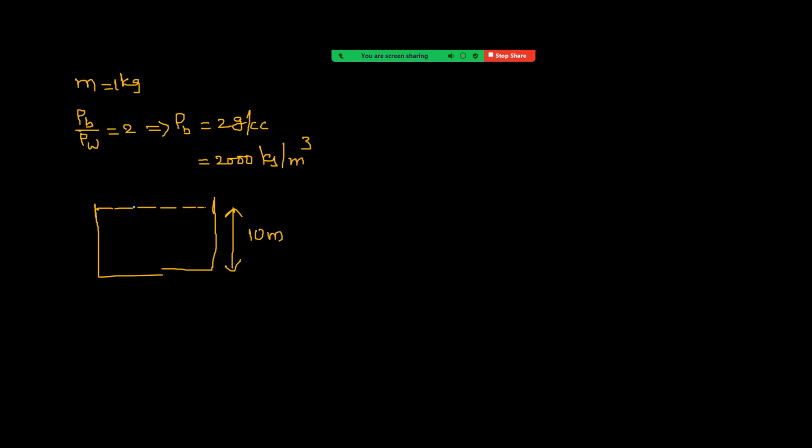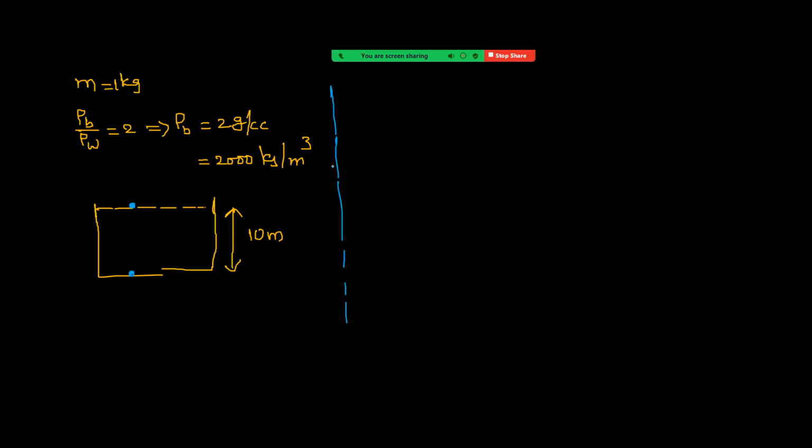Okay, drop from here to reach the bottom of the vessel. Also find the average velocity in the same time interval. Let us see. So first focus, what is the net force acting on the body? So first thing, the density of the body is 2 gram per cc or 2000 kg per meter cube, right?